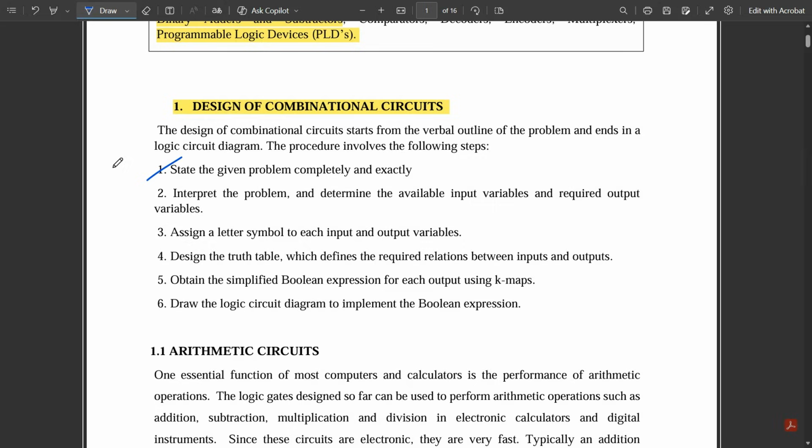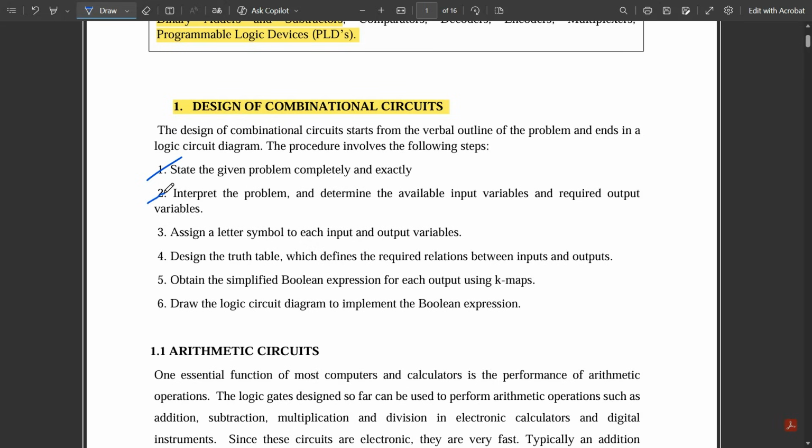The first step is to state the given problem completely and exactly. That is, whatever the problem given with respect to the combination, how many inputs are used, what is the number of combinations to be executed, where the fault is present, what conclusions we get, everything you should be stating in a particular problem exactly.